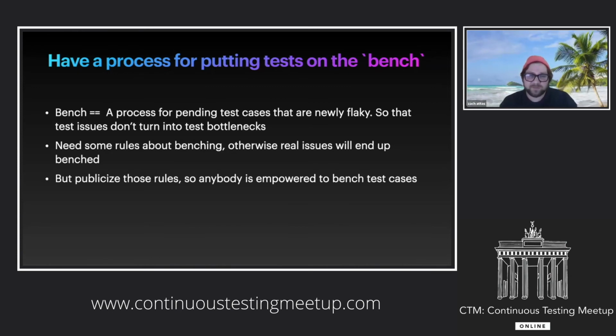So we have rules about benching at Review Trackers. Our rules are: if a test fails twice in the same exact way, and you can identify that the test is not failing because of the software under test, but because of the way that the test is written, and you get the approval from one other developer, you can put a test on the bench. What that means is it's pended, and you can move forward with your deploy, you can move forward with whatever you're doing, and then the test engineers will figure out how to fix the test. And then that'll be priority number one.